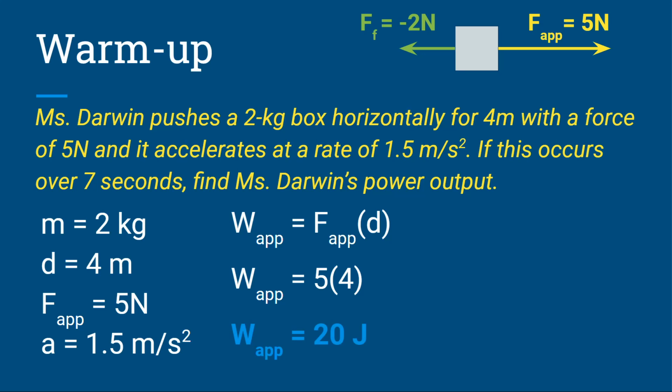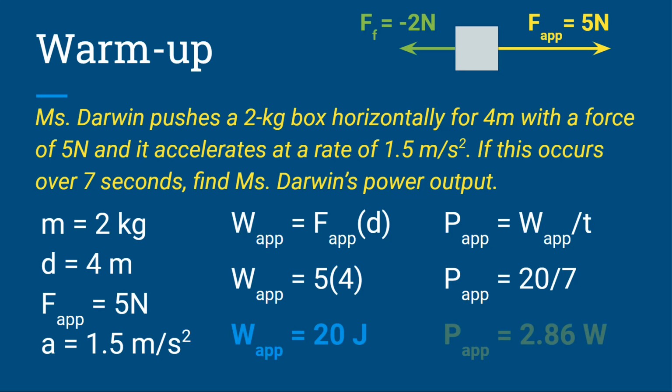But I'm not looking for that. I want to know my power output. And of course, power is work divided by time. And so if I want to know my power output, I have to take my work, that 20 joules, and divide it by the time in the question, 7 seconds. 20 divided by 7 gives me a power of 2.86 watts.